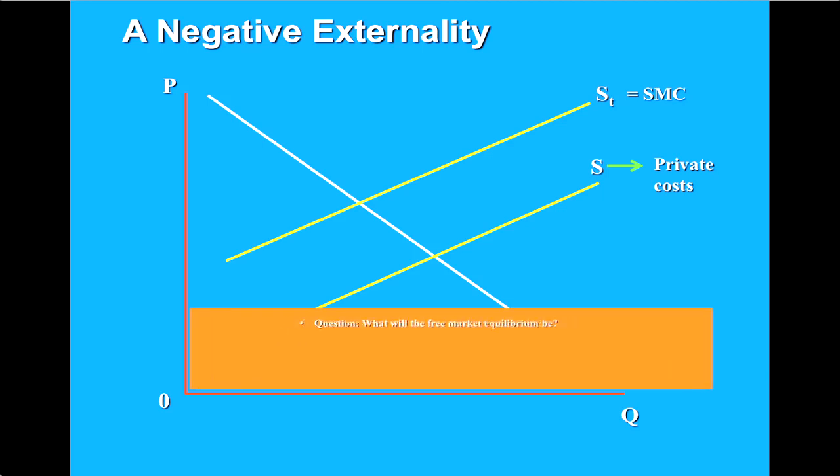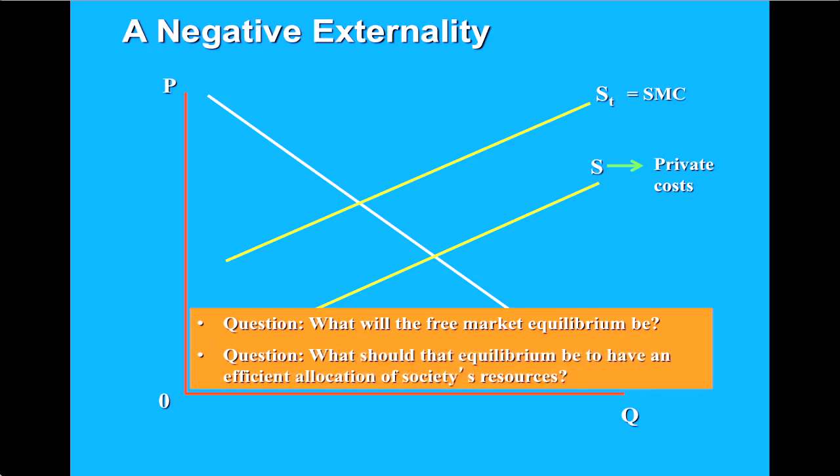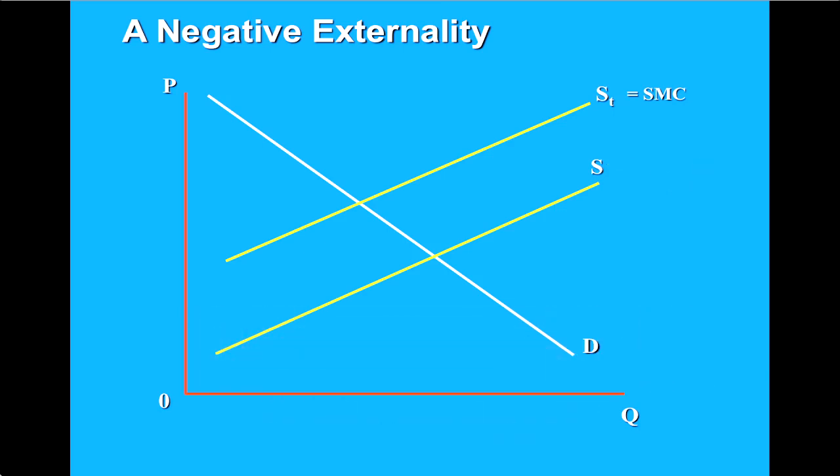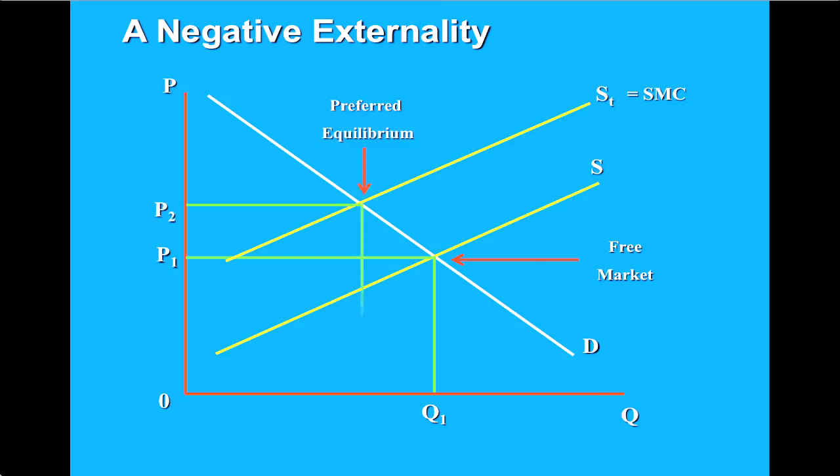So here's your first question. What will the free market equilibrium be, and what should that equilibrium be in order to have an efficient allocation of society's resources? The actual free market equilibrium will be where supply crosses demand at P1 and Q1. However, the preferred equilibrium is where ST crosses the demand curve or social marginal benefit curve at P2 and Q2.